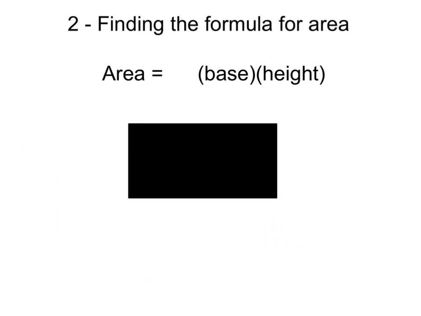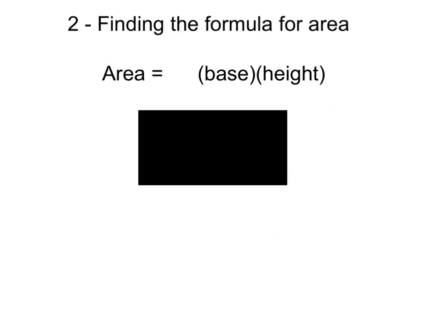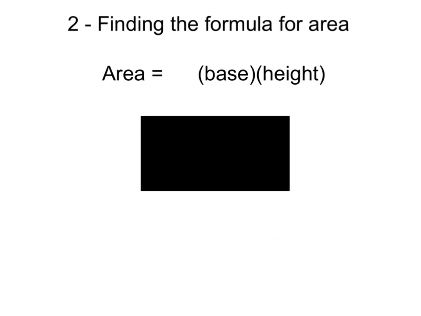Why base and height is so important is because for the second part, we're going to be finding the formula for area. And as we see right down here, we have a beautiful rectangle, and we want to see what the area is. Well, we know that our bottom is our base, and our line going from the bottom to top is our height. And we can find the area of this rectangle by multiplying our base times our height, and that's the formula for a rectangle.